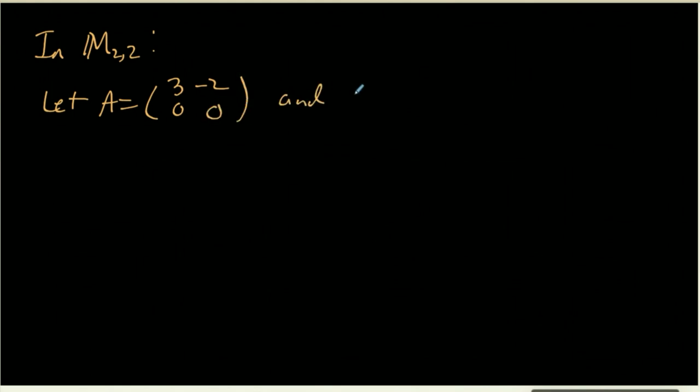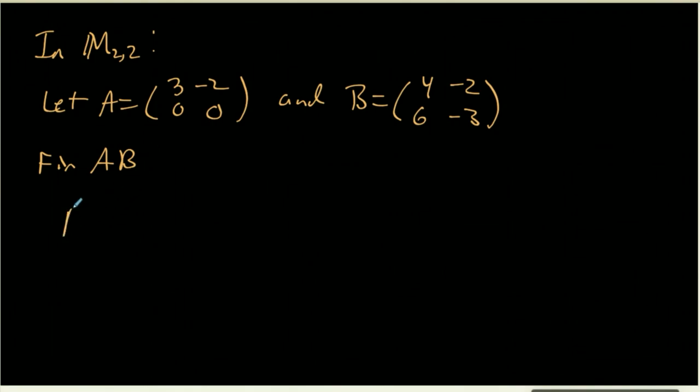So we're going to actually look at a specific example inside of the ring of 2 by 2 matrices. I'm going to let A be the matrix 3 negative 2 0 0, and I want to let B be the matrix 4 negative 2 6 negative 3. And what I'd like you to do is stop the video and find A times B. Hopefully you did that, and it's not very hard to find A times B. A times B looks like this.